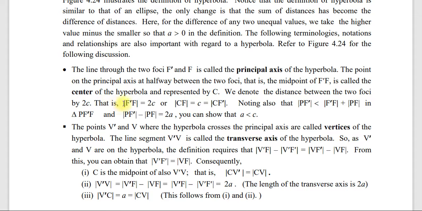So the magnitude of f prime f is equal to twice of c, or the magnitude of cf is equal to c, which equals the magnitude of cf prime. Note also that the magnitude of pf prime is less than the magnitude of f prime f plus the magnitude of pf in triangle pf prime f.